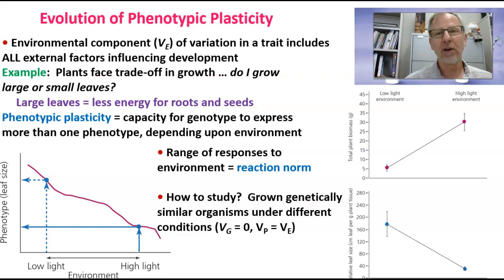And so now the environment includes all external factors that influence development. So anything having to do with light, water, nutrients, all kinds of stuff. So as an example, the figure on the right-hand side of the slide here is showing you how the environment can affect the phenotype in a plant.